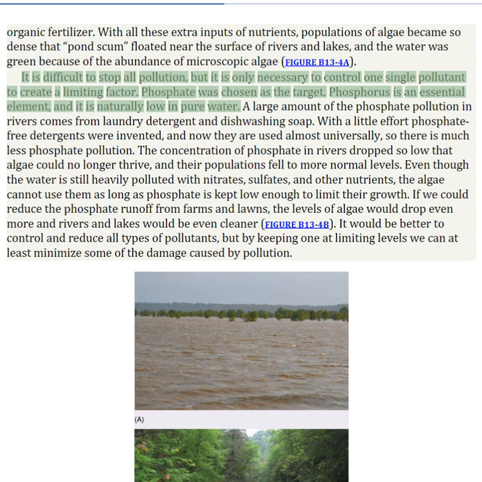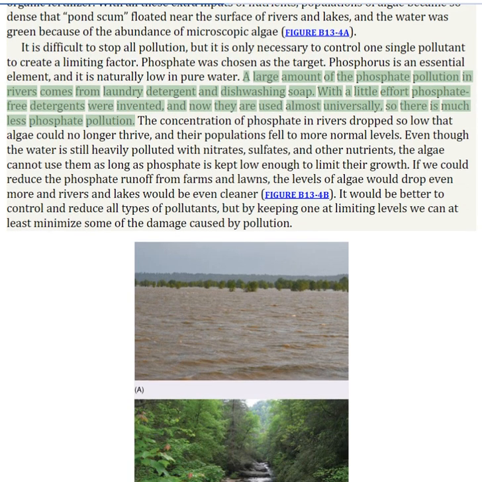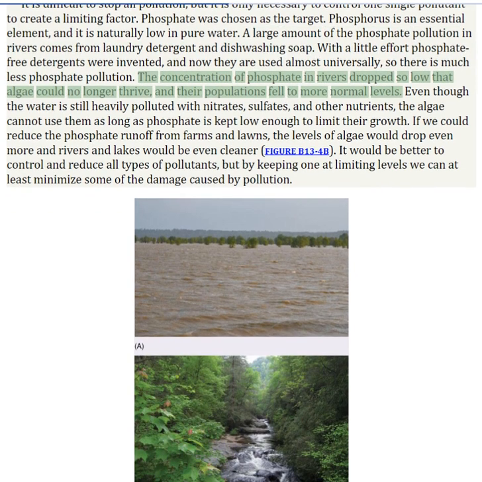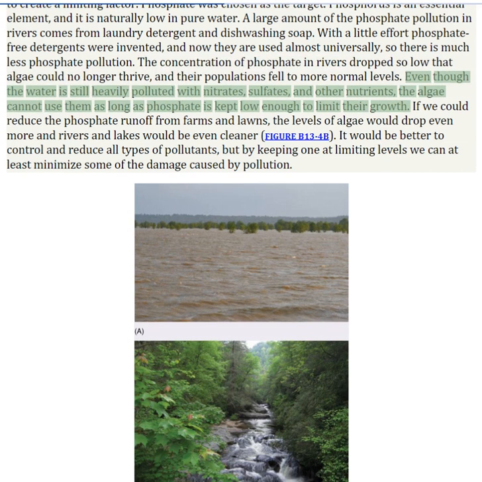Phosphorus is an essential element, and it is naturally low in pure water. A large amount of the phosphate pollution in rivers comes from laundry detergent and dishwashing soap. With a little effort, phosphate-free detergents were invented, and now they are used almost universally, so there is much less phosphate pollution. The concentration of phosphate in rivers dropped so low that algae could no longer thrive, and their populations fell to more normal levels. Even though the water is still heavily polluted with nitrates, sulfates, and other nutrients, the algae cannot use them as long as phosphate is kept low enough to limit their growth.